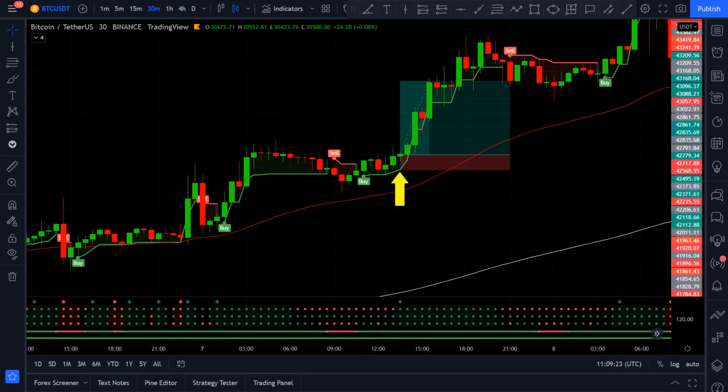Stop loss will go to the Super Trend line. We won't have a fixed profit target. We will exit the position once the Super Trend shows a sell signal. This way we can ride the big and strong trends without exiting too early.